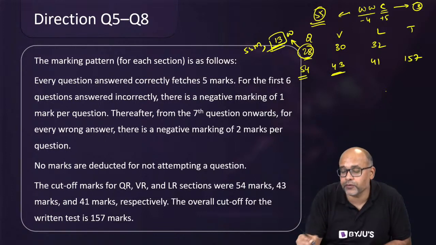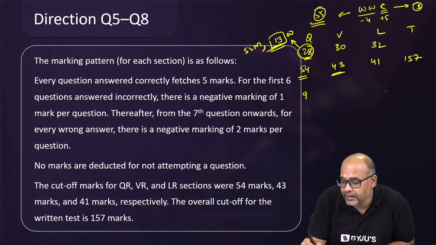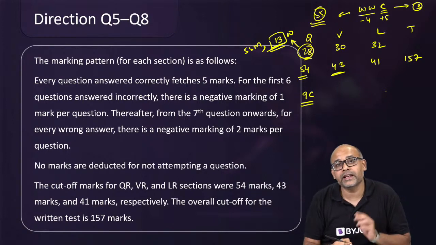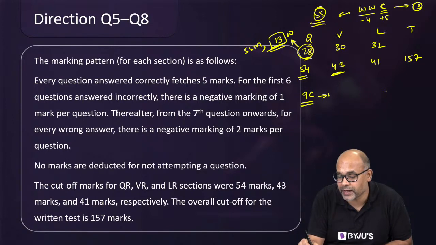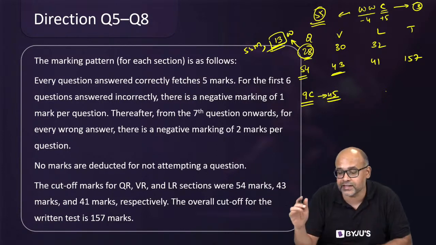Now I do the same analysis for 43. So I will first meet my requirement. So I will take 9 corrects. 9 5s are 45. This will give me 45 marks. So my cutoff is cleared. Now I will balance the negatives. Once again the same logic.